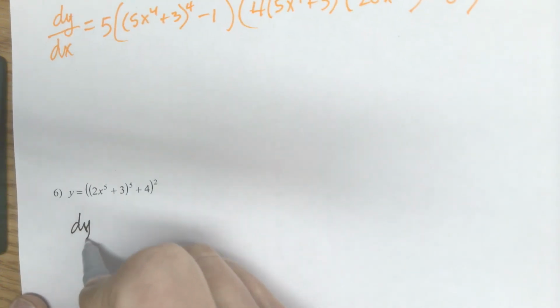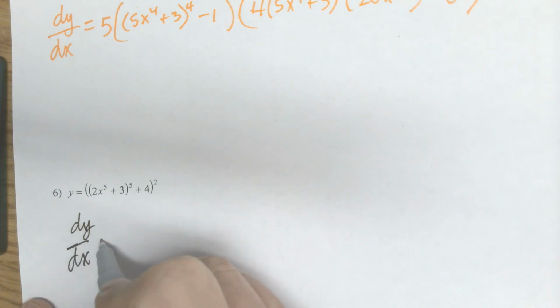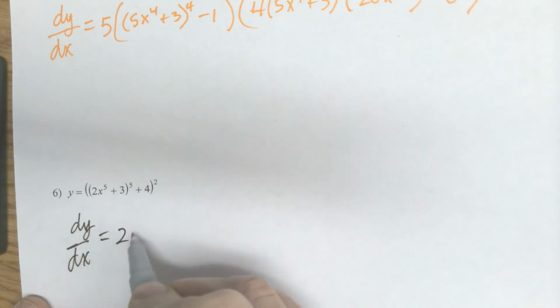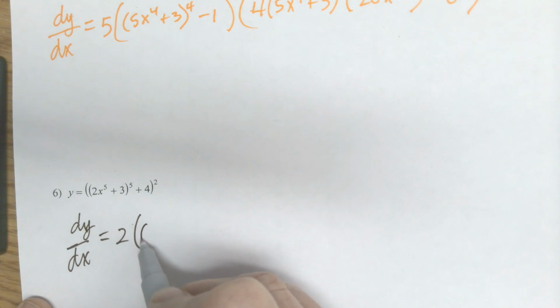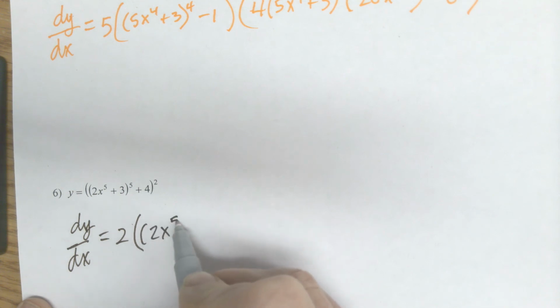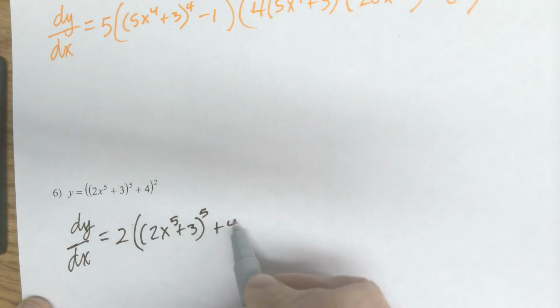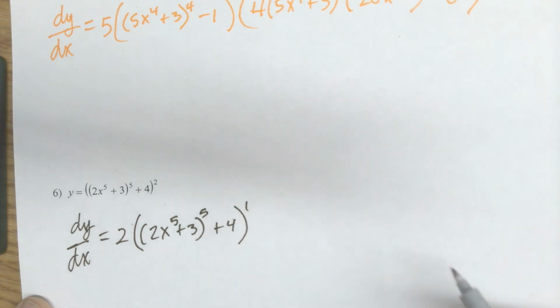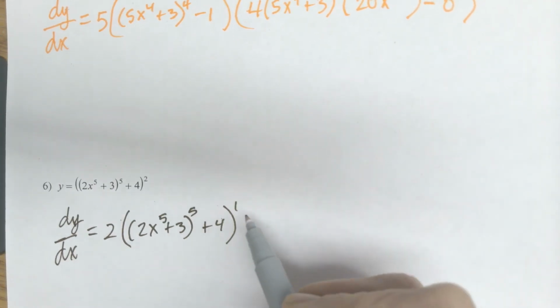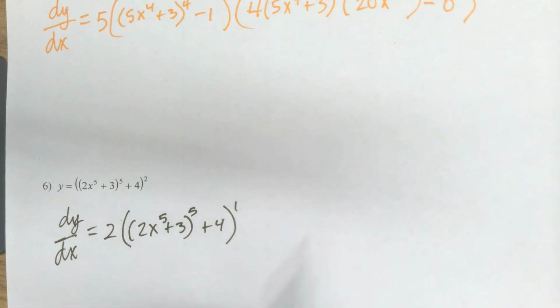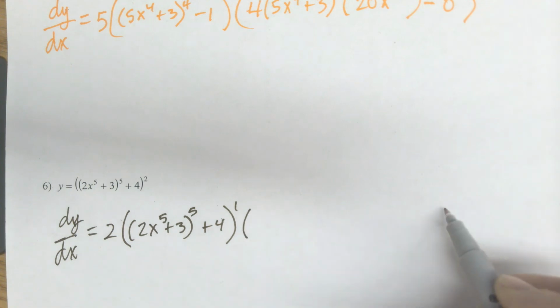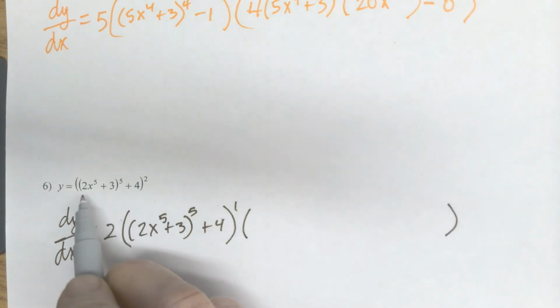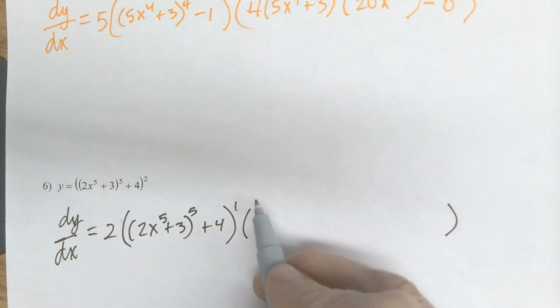dy dx is the outer times the inner as is, lower the power 1. Don't have to write that 1, but don't forget to put the power there. It's not always 1, it just is on this one. Times the derivative of the inside, and that's where, again, things get a little hairy, so I've got to do the derivative of the inside.